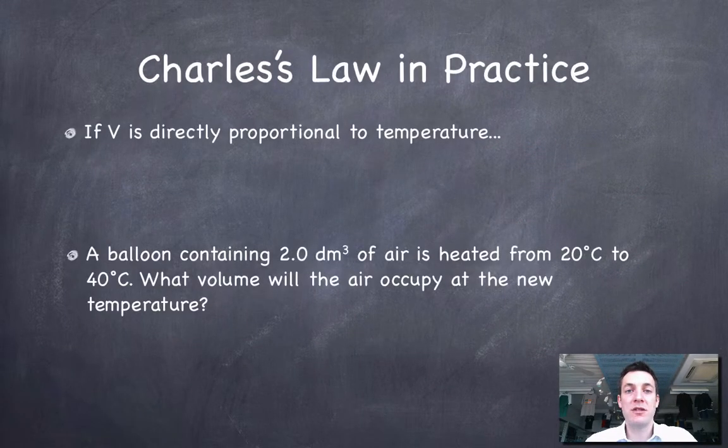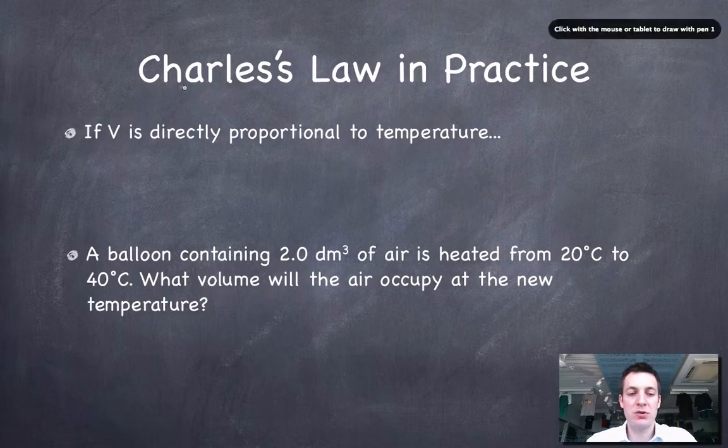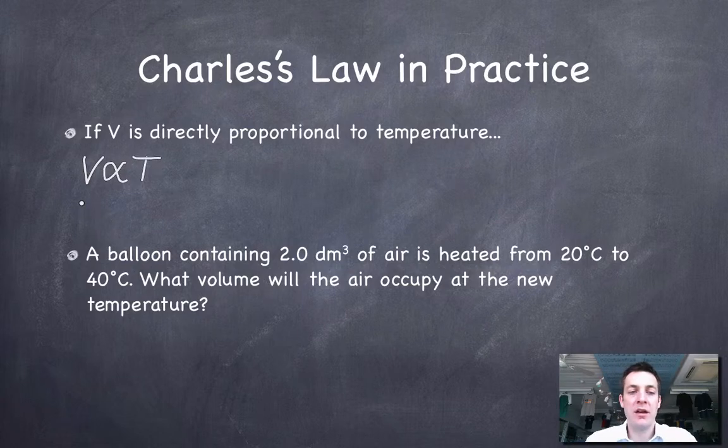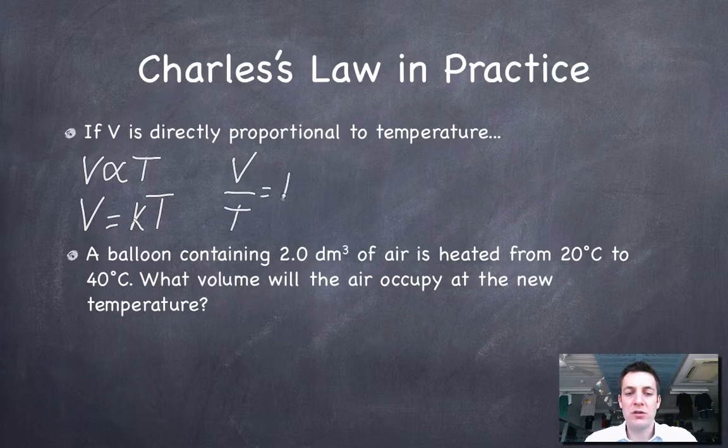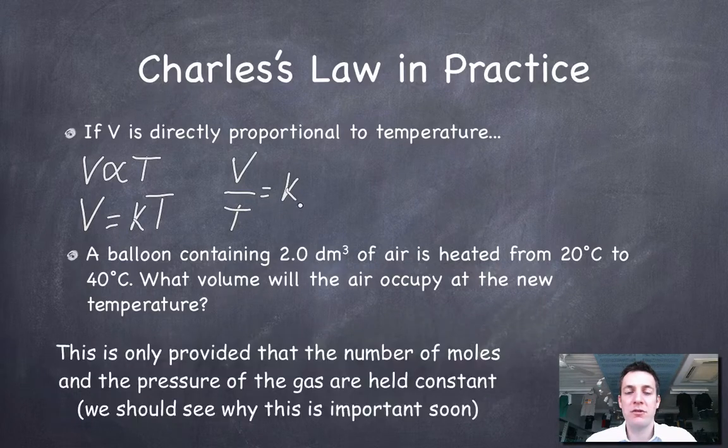What does this law mean for us in practice? In other words, can we put it into some calculations? Well, if V is proportional to temperature, that is to say V is proportional to T, then V is equal to a constant times the temperature. Those two things are saying the same thing. If this is true, then V over T is equal to a constant, which means that V over T will be a constant value.